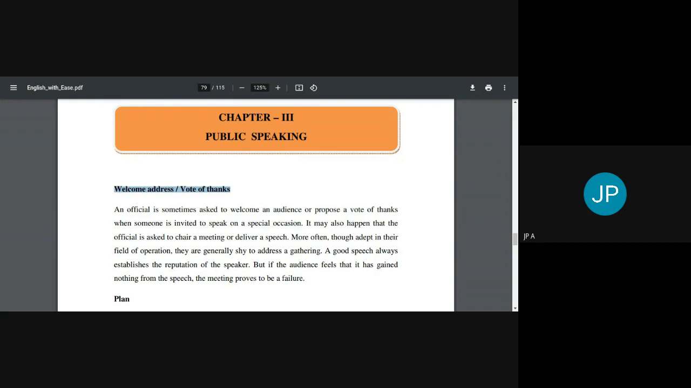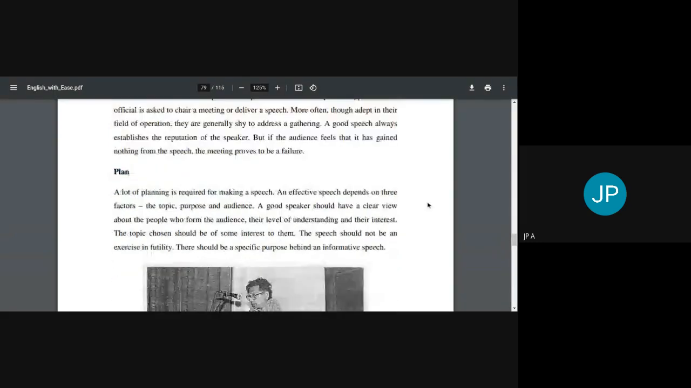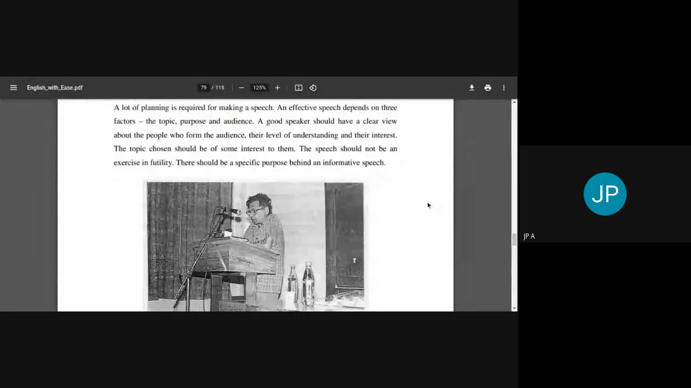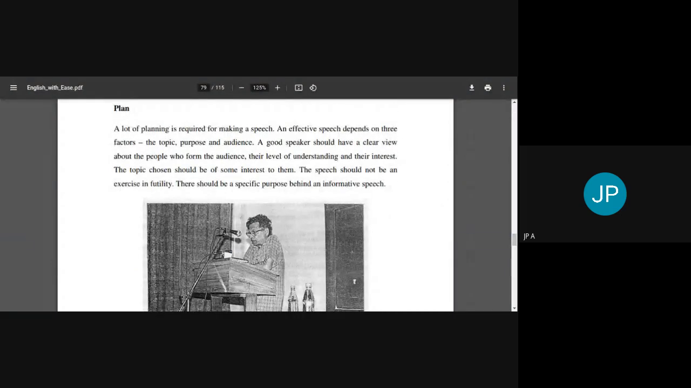So how do you prepare for a speech? There should be a lot of planning that is involved in a speech. It requires a lot of planning. We should know the topic. The topic is there in the question paper. The speech should be prepared based on the topic that you have in the question paper. And the audience will also be mentioned in the question paper.